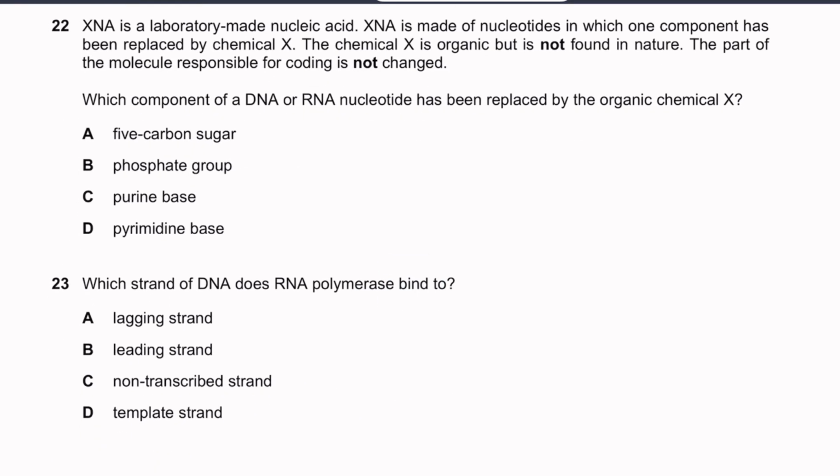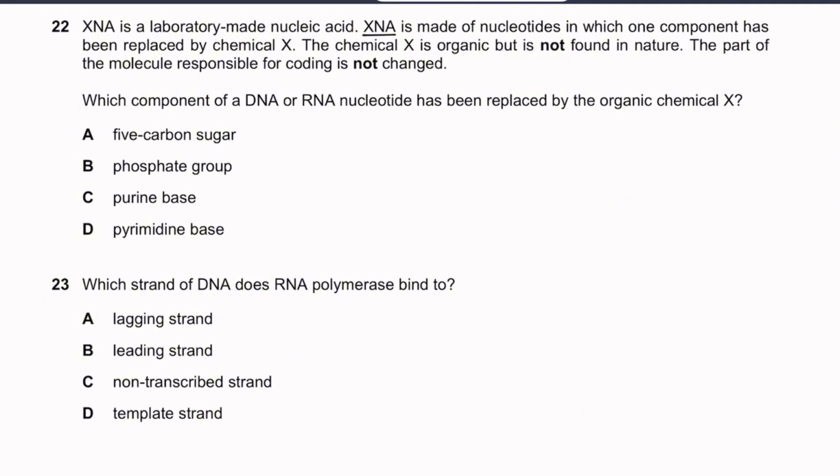XNA is a laboratory-made nucleic acid. XNA is made of nucleotides in which one component has been replaced by the chemical X. Obviously the first component of DNA is basically the name of the sugar, so it's either deoxyribonucleic acid or ribonucleic acid. So it's either deoxyribose or ribose. Now here he's changed the nucleotide's sugar. Instead of being, for example, deoxyribose or ribose, it's something labeled X.